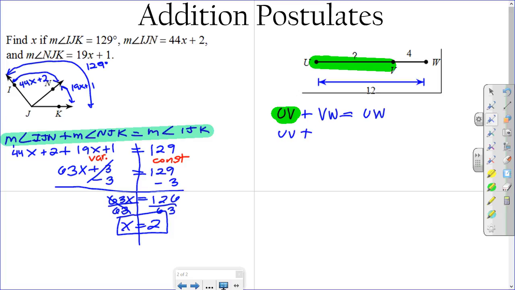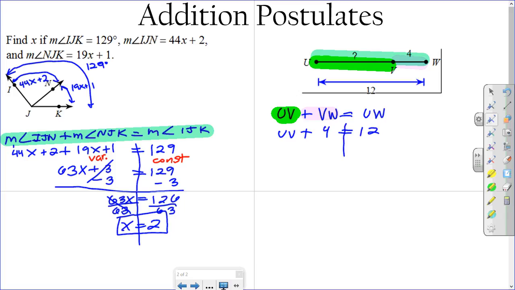Plus the length of VW. What is VW? This is VW. So that'll be plus 4, equals UW. And UW will be the whole piece, and UW is 12.